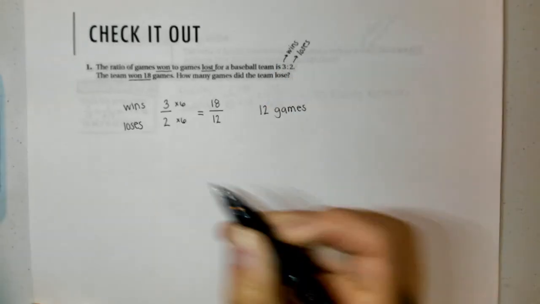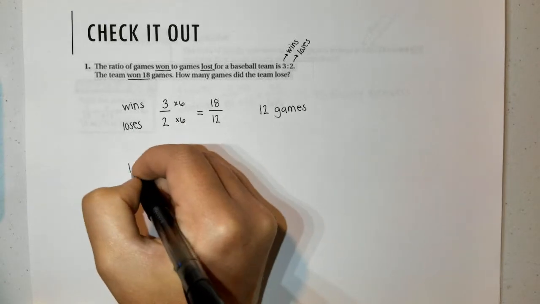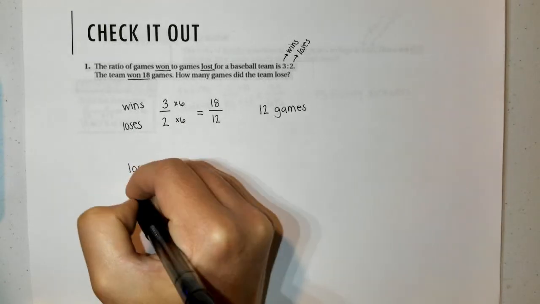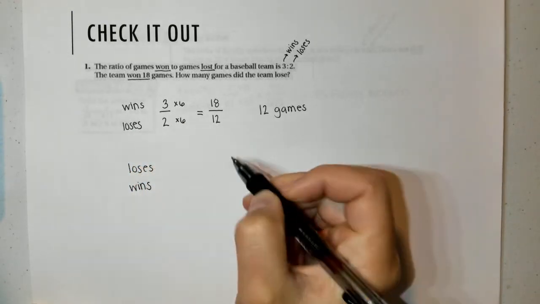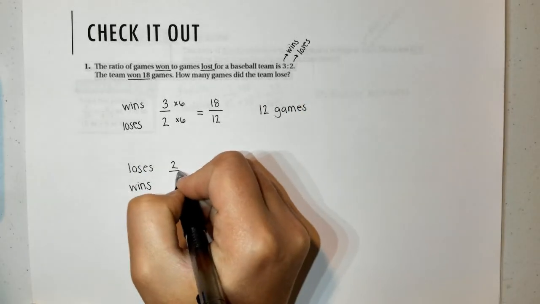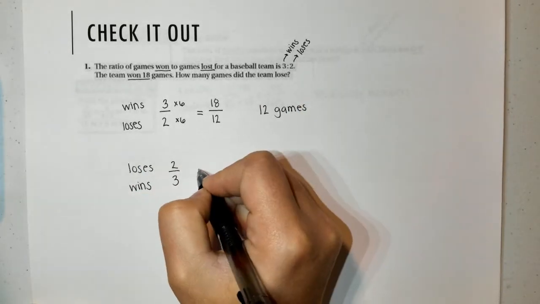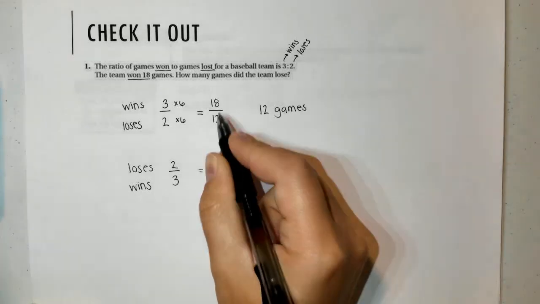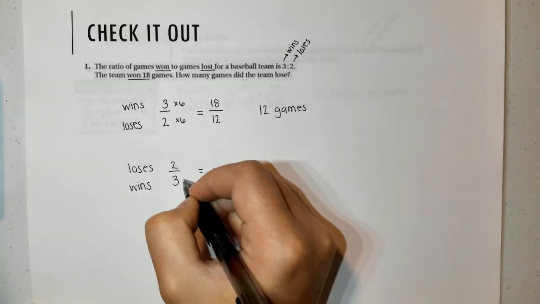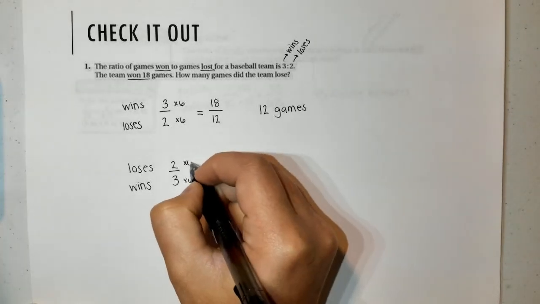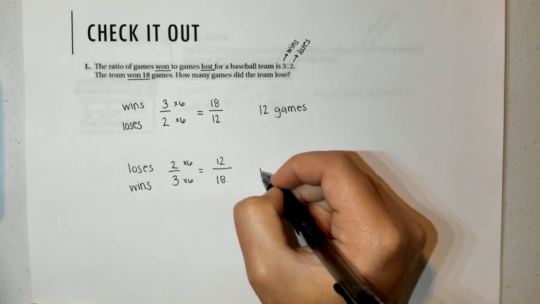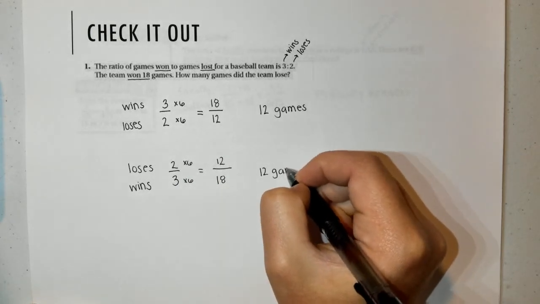And like I mentioned before, you could switch this, so you could have losses in the top, wins in the bottom. You would just have 2 over 3. Okay, and then wins in the bottom, so 18. And then you multiply top and bottom by 6 like we did up there. So you would still get 12 games.